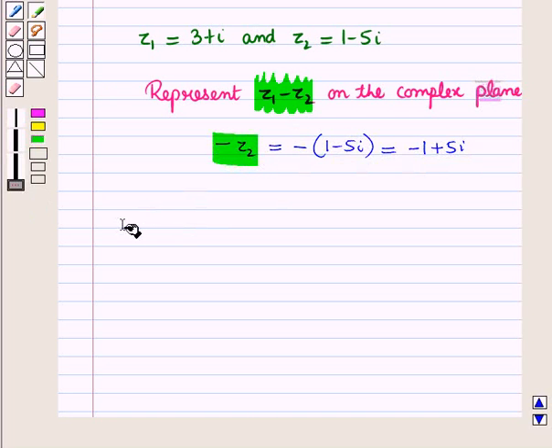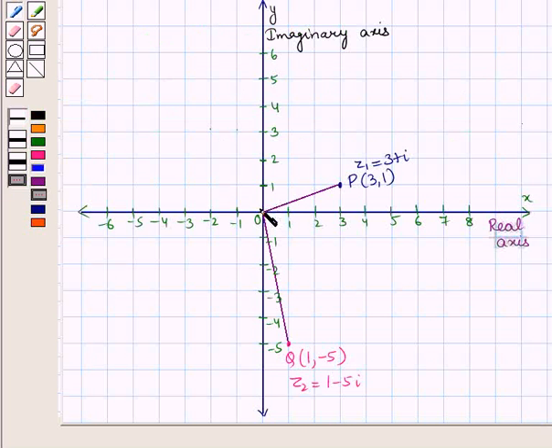Now the real part of this complex number is minus 1 and the imaginary part is 5. So we move 1 unit left and 5 units up from the origin to reach this point. Let this be point Q dash with coordinates minus 1, 5, which represents the complex number minus z2, which is equal to minus 1 plus 5 iota. Now here you can see that minus z2 is in the opposite direction of z2 and of the same magnitude.